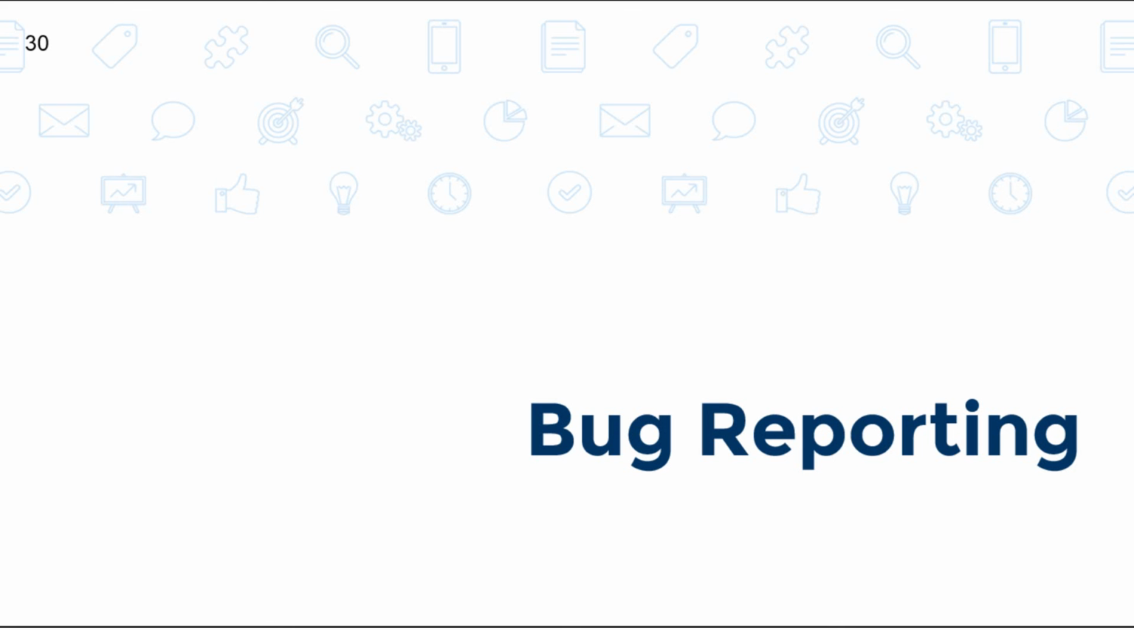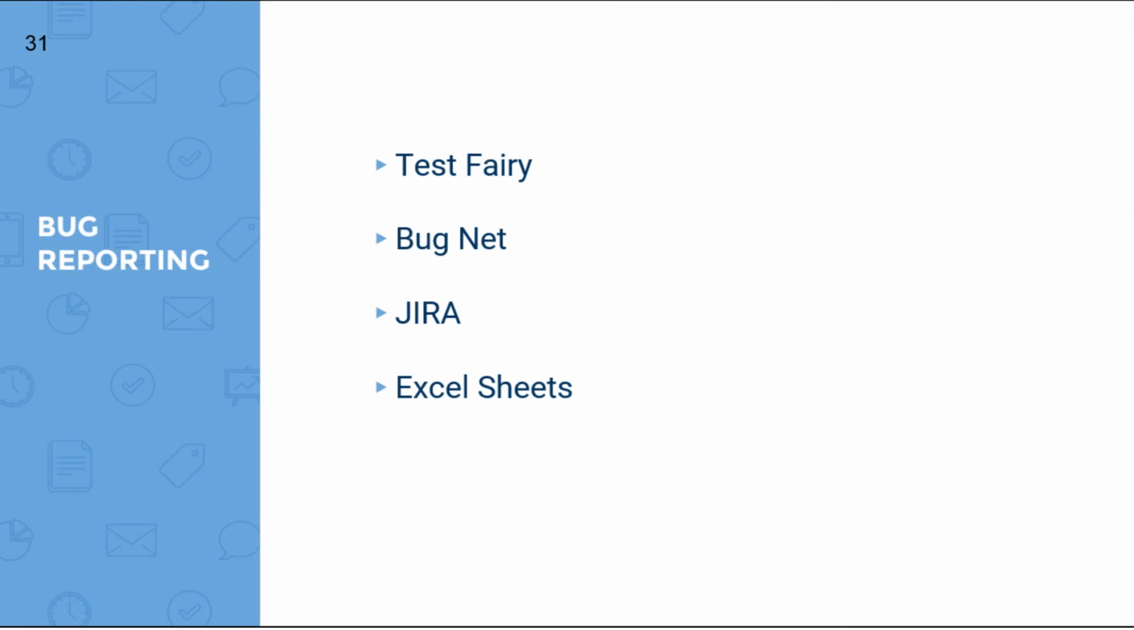And of course, you will have some bugs in a mobile application. In that case, let's see how you are going to report the bugs. You can use TestVary, Bugnet, Jira, Excel sheets to report the bugs. I think the last three are familiar to you guys. I'll show you how you can use TestVary for reporting bugs.